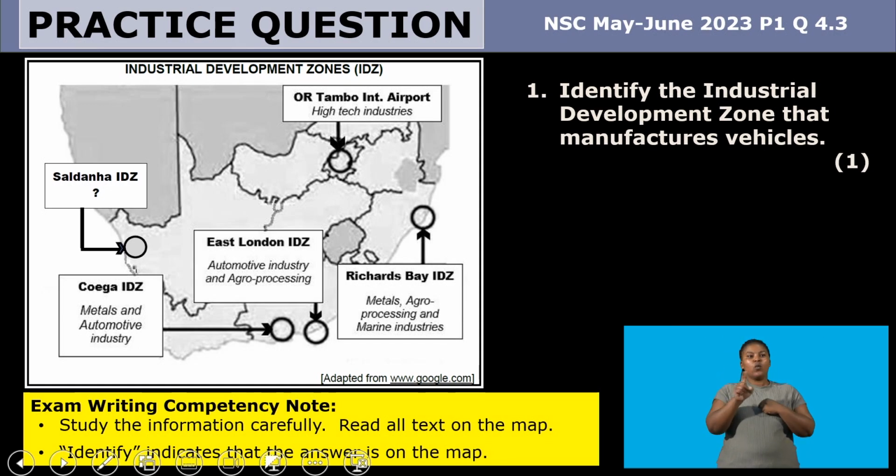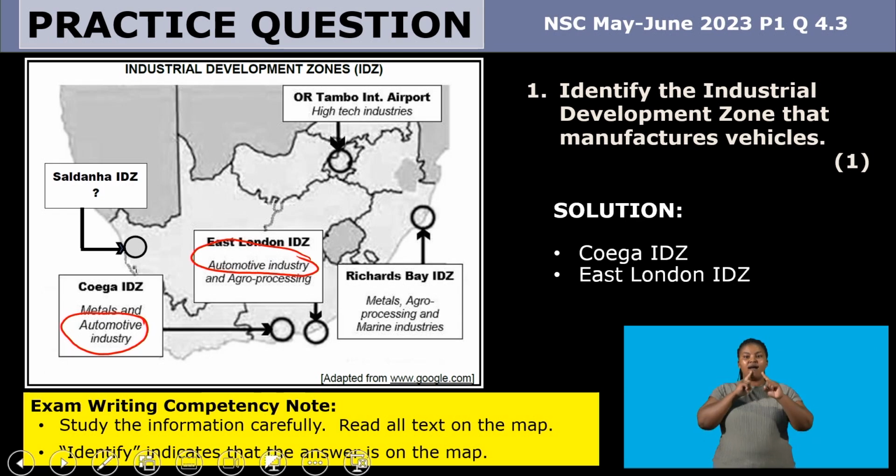So we have got the Hwega here. If you check, it specializes in the metals and automotive industries. East London also is specializing in automotive industries. So those are going to be our two industrial development zones that specialize in the manufacturing of cars. So our answers are Hwega IDZ and East London IDZ.